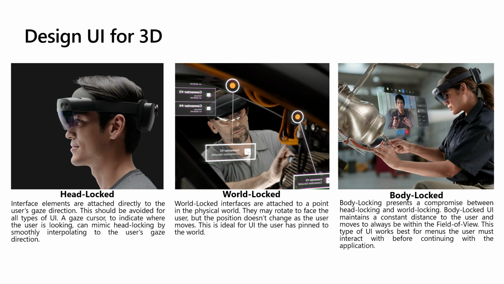And the third one is body locking. This is sort of a compromise between the two. The user can move around, and the UI moves with them, but they're still free to turn their head. It's not locked to where they're looking. Generally, if the UI goes completely out of view, we'll pop it back into view. We don't want the user to lose that piece of UI, because usually body-locked UI is for menus that the user must interact with before continuing with the rest of their experience.